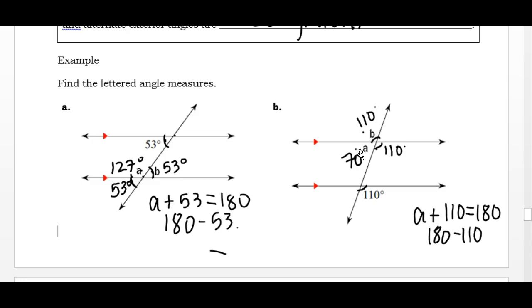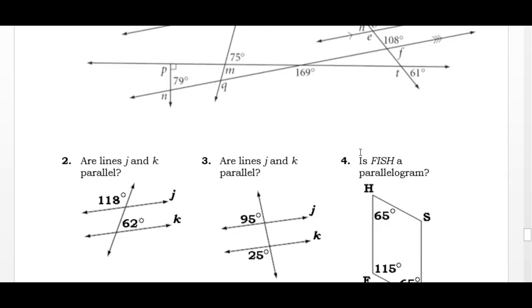That is it for the notes for this lesson. You can go on to the exercises, and please let me know if you have any questions.